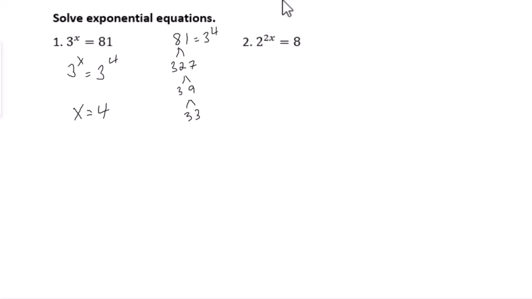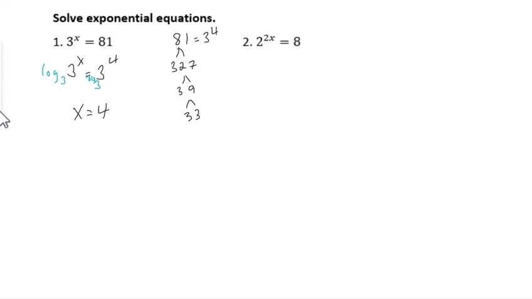Now, mathematically, what you are actually doing is taking the log base 3 of both sides, and then that x and the 4 both kick out to the front, and then they equal each other. But most people don't look at it like that. If the base is the same, the exponents equal each other.